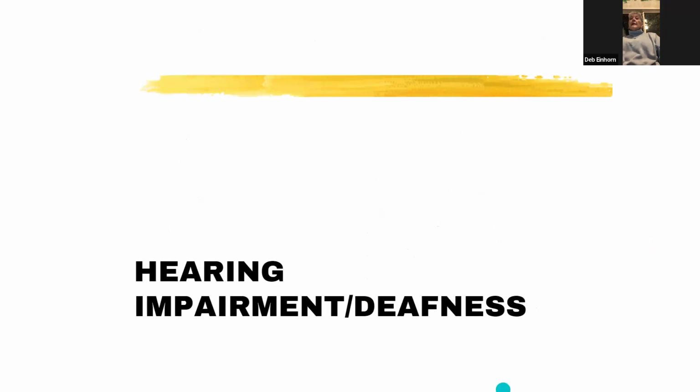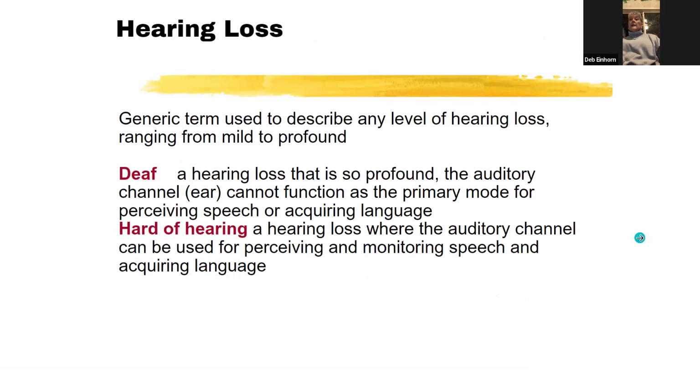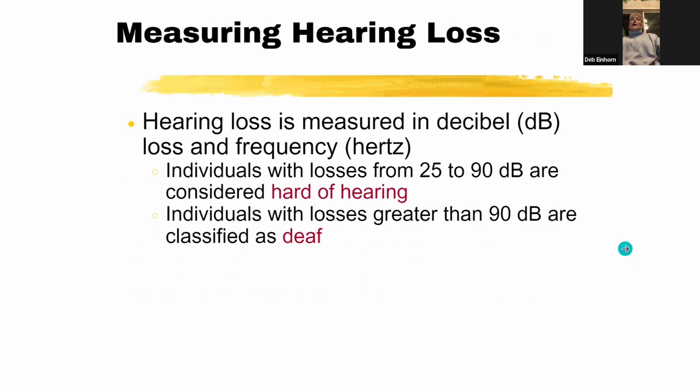Hearing impairment is another category, and that includes, again, a spectrum from students that have mild hearing loss all the way to students that are deaf. Hearing loss is measured in decibels by loss in frequency, but that would be determined by a professional.